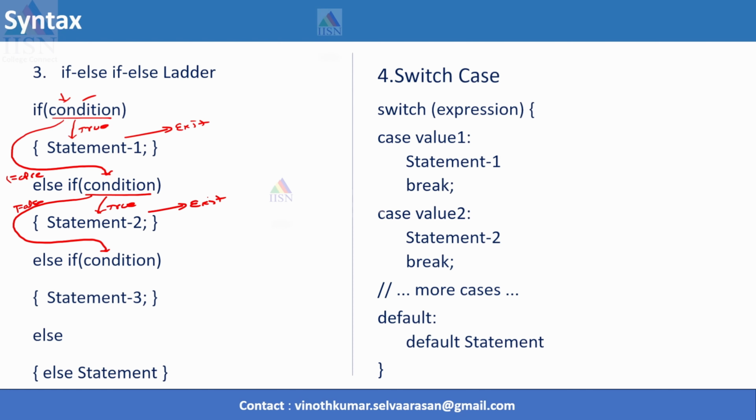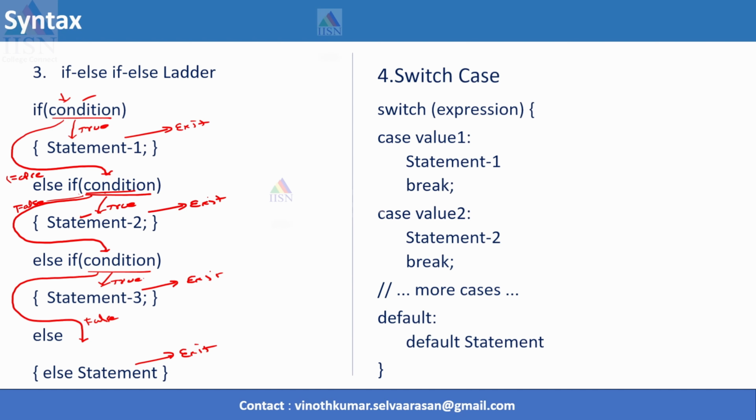Here, if this condition is true, it is going to execute this statement. If the given condition is false, it is going to move to this particular condition. Let's move to the next condition. Here, if the condition is true, again it is going to execute statement 3 and then exit. If the given condition is false also, then finally it is going to execute the else part and exit. So this is what if else if ladder is.